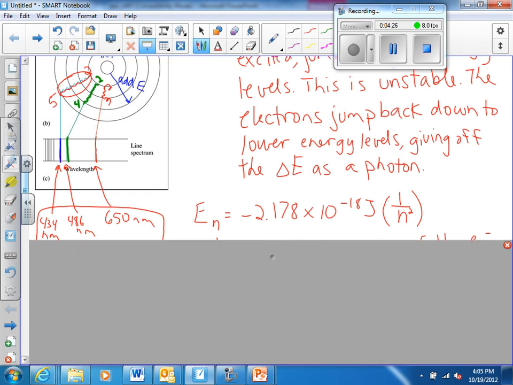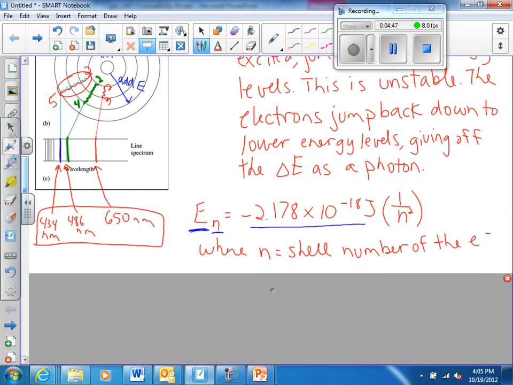And there is an equation. It's called the Rydberg Equation. This number right here, this 2.178 times 10 to the negative 18, is called Rydberg's constant. And we have all this evidence that says that the energy of an electron in shell n, n is the shell number for the electron, is equal to negative 2.178 times 10 to the negative 18 joules times 1 over n squared, where n, again, is the shell number of the electron.